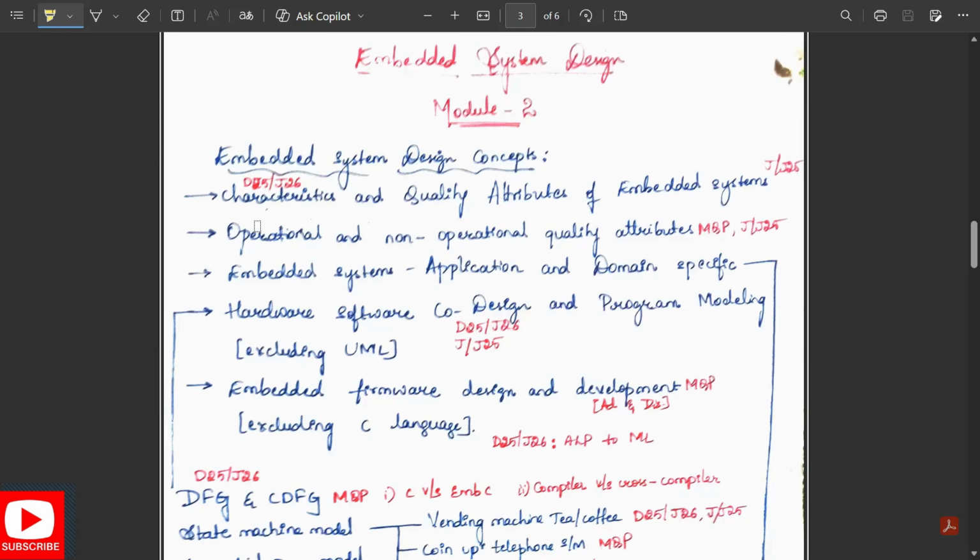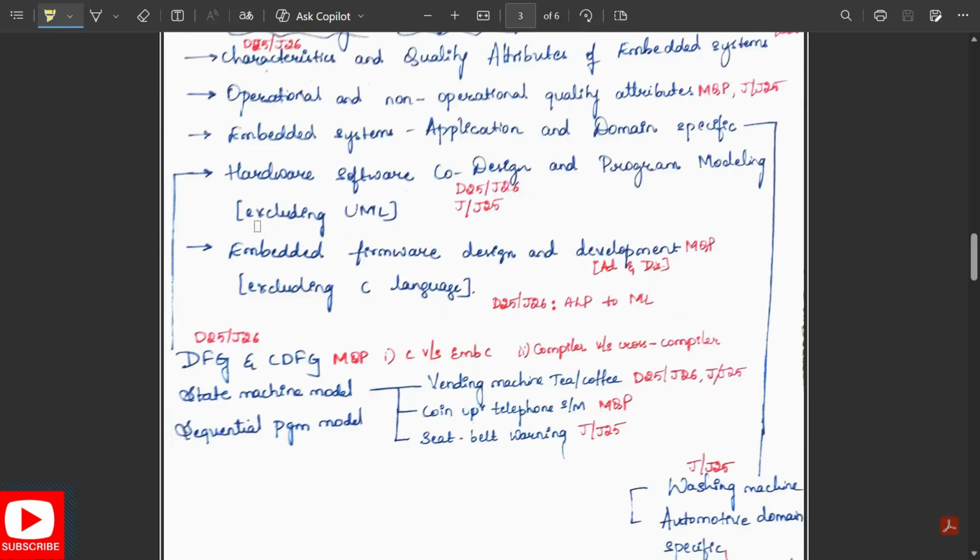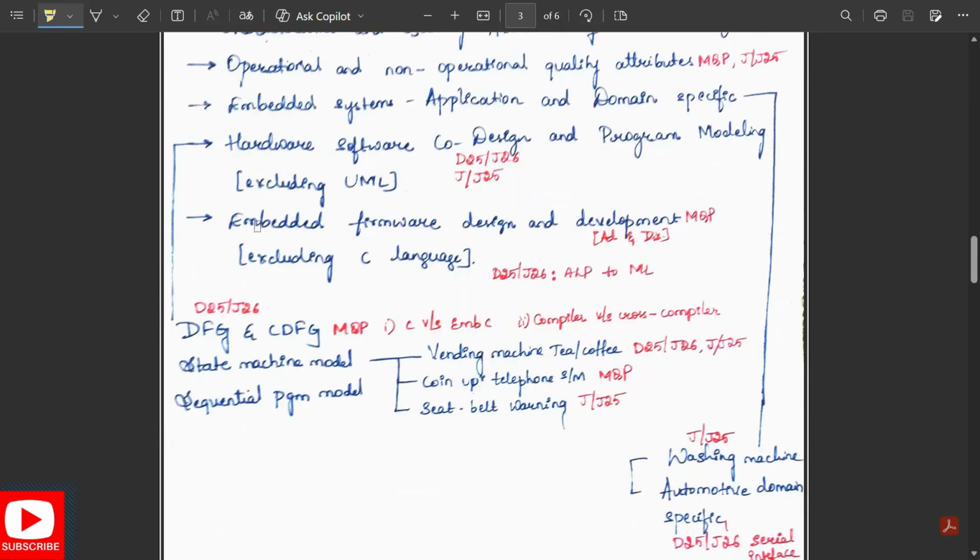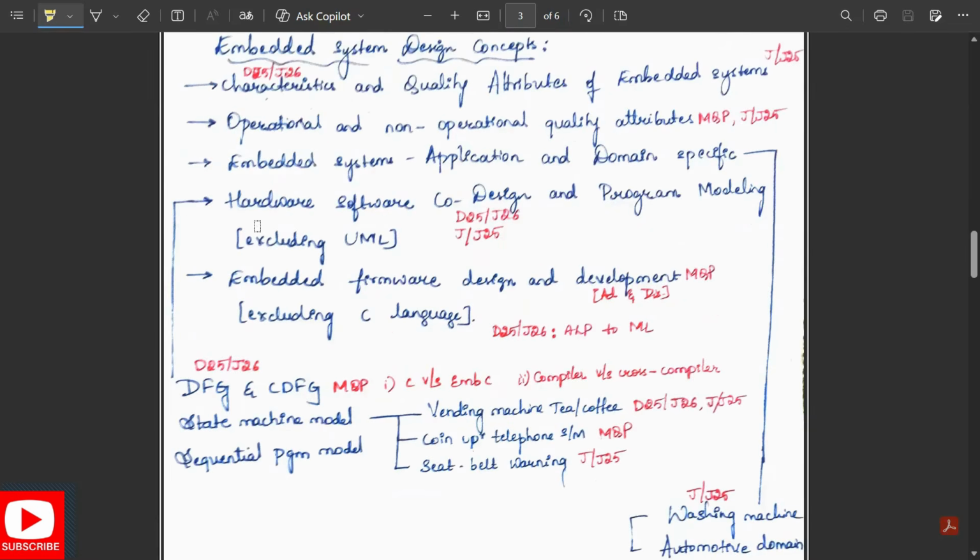And embedded systems, being application and domain specific, have applications like the washing machine and the automotive domain. Then comes hardware-software co-design and program modeling, where we need to know hardware-software co-designing. They have asked that. And also you need to know the DFG and CDFG that has been asked in the question paper, and also the differences between C versus embedded C, compiler versus cross compiler.